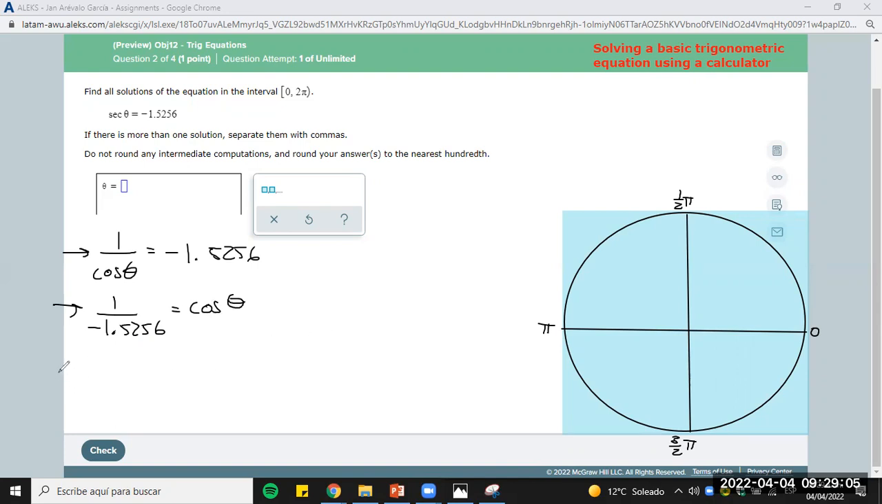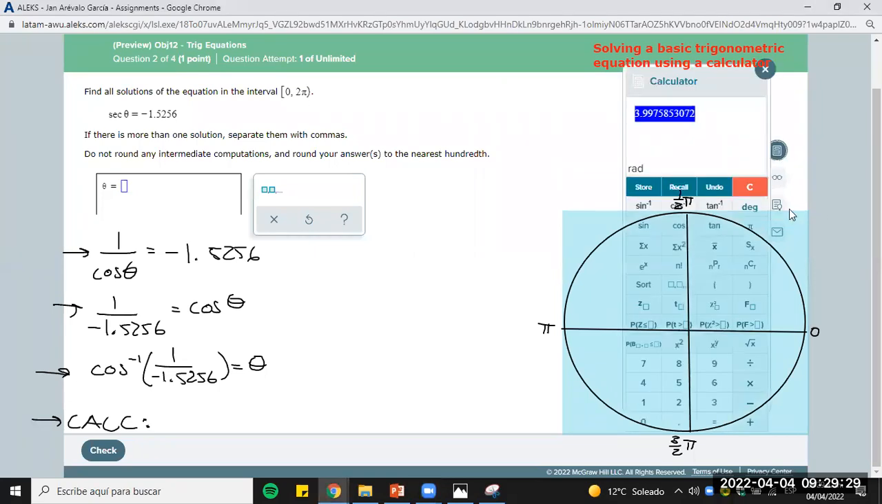And then we can use the inverse function of cosine to calculate this one. Inverse cosine of 1 divided by minus 1.5256 equals the angle we are looking for. You're going to put that in the calculator. And let us see.